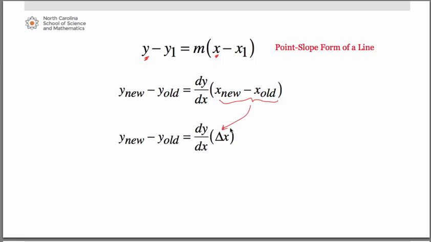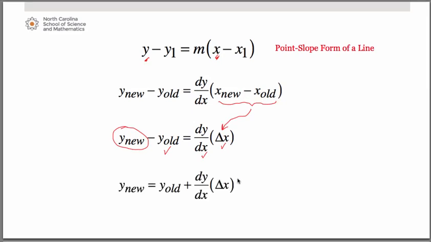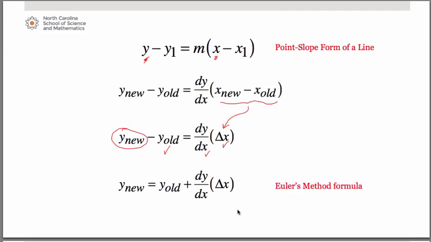So think about what we have here. We're trying to find this, but we know this, we know this, and we know this. It stands to reason, a little bit of algebra, and if we add the old y coordinate over to the right side of the equation, we find that the new y that we're trying to obtain will be equal to the old y value plus the product of the slope and the delta x value. And that is the formula that we know as Euler's method.